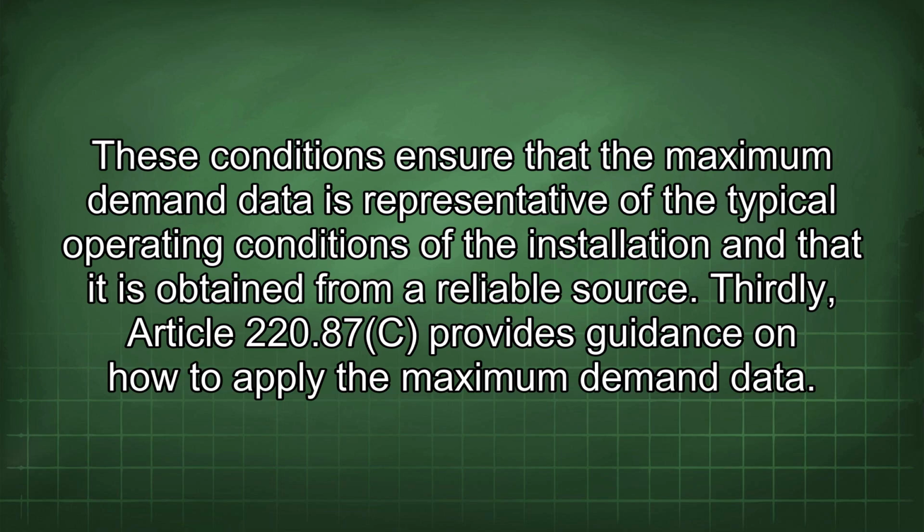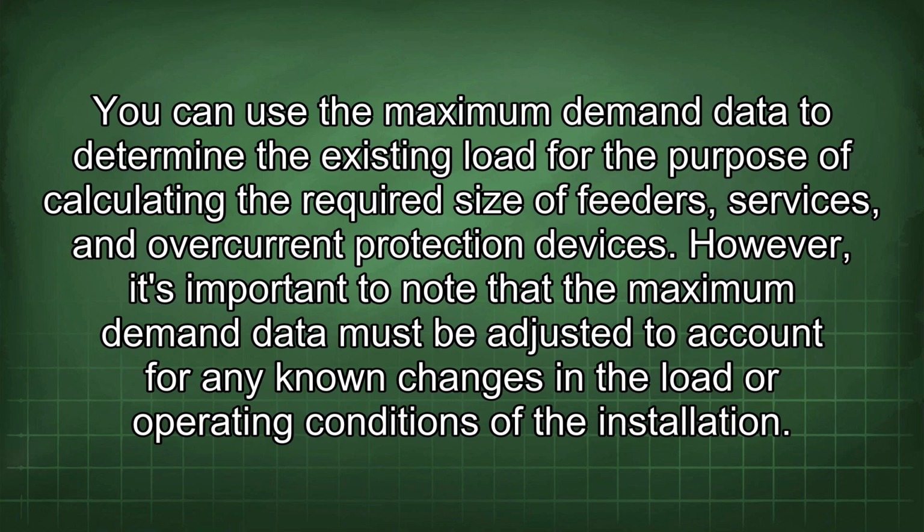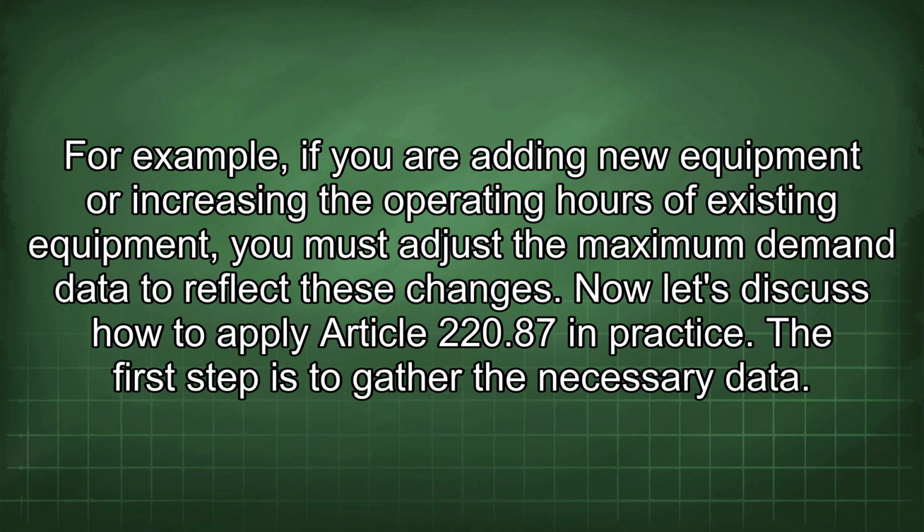Thirdly, Article 220.87(C) provides guidance on how to apply the maximum demand data. You can use the maximum demand data to determine the existing load for the purpose of calculating the required size of feeders, services, and overcurrent protection devices. However, it's important to note that the maximum demand data must be adjusted to account for any known changes in the load or operating conditions of the installation. For example, if you are adding new equipment or increasing the operating hours of existing equipment, you must adjust the maximum demand data to reflect these changes.